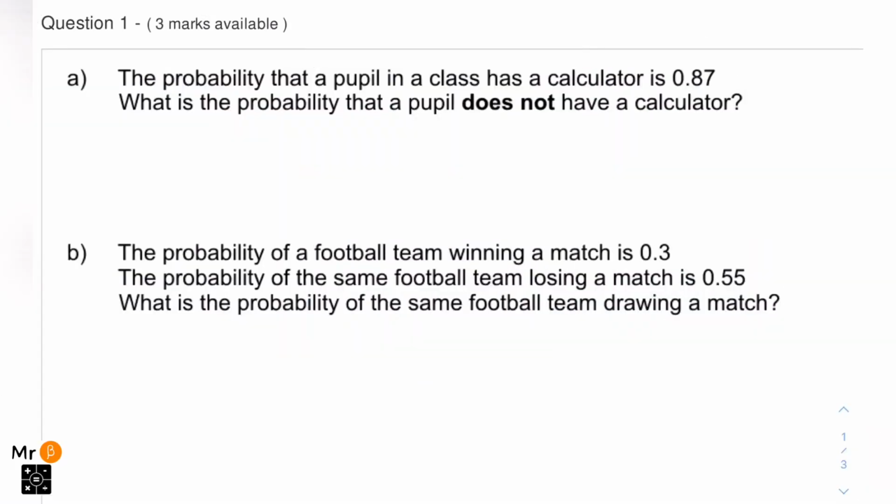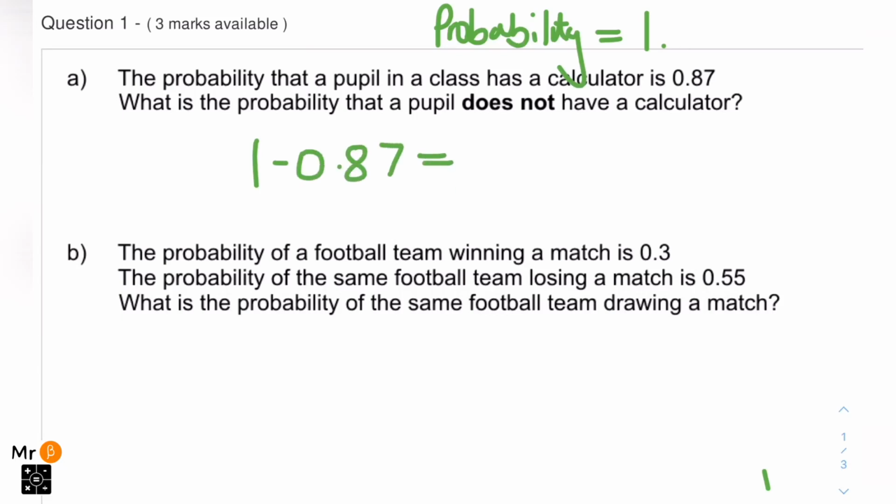So throughout this video we're going to use the fact that all probabilities must add up to a total of 1. So now using that fact and looking at question 1, we can see that the probability of having a calculator is 0.87, therefore the probability of not having a calculator must be 1 take away 0.87, which is equal to 0.13.